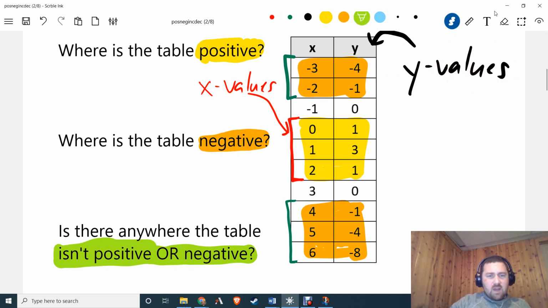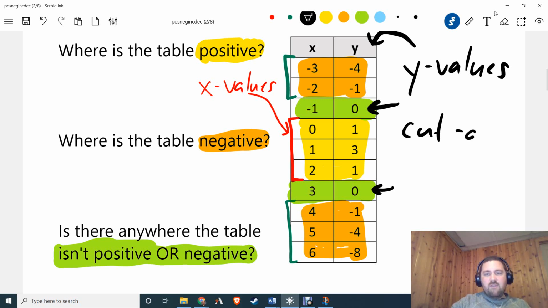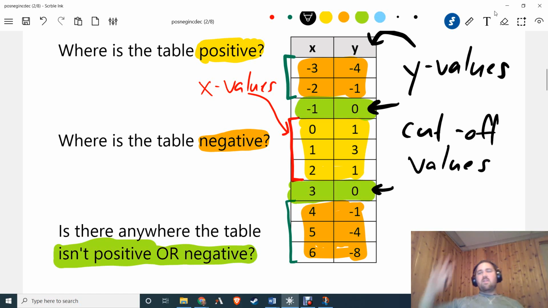And last bit, is there anywhere the table isn't positive or negative? Well, yeah, that's where it's just zero. If the y value is zero, it's not either. And we maybe could have even started by looking for these points, because zero is such a nice, easy number to find. There's a zero and there's a zero. We sometimes refer to these as cutoff values. So really, we're looking for the cutoff values and then the things in between those, which are going to be positive or negative. This is how we do it with a table. We're pointing at stuff, we're highlighting stuff.